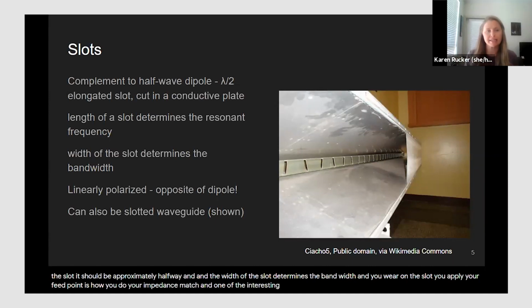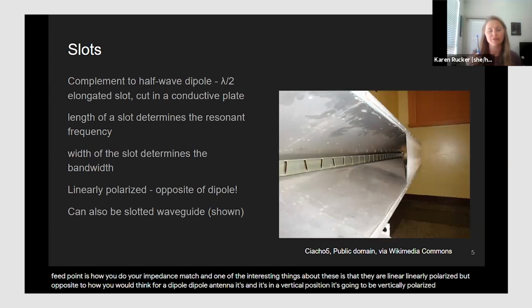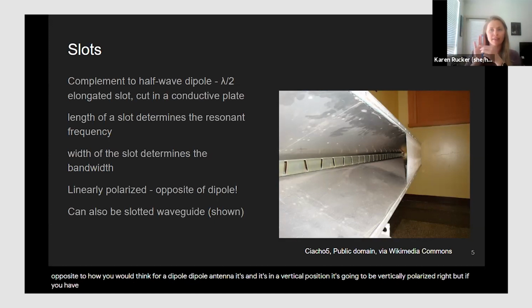And one of the interesting things about these is that they are linearly polarized, but opposite to how you would think for a dipole. So if you have a dipole antenna, it's in a vertical position, it's going to be vertically polarized, right? But if you have this plane and you have a vertical slot cut into it, it's going to be horizontally polarized. So again, a complement to a half-wave dipole, not the same as a half-wave dipole.